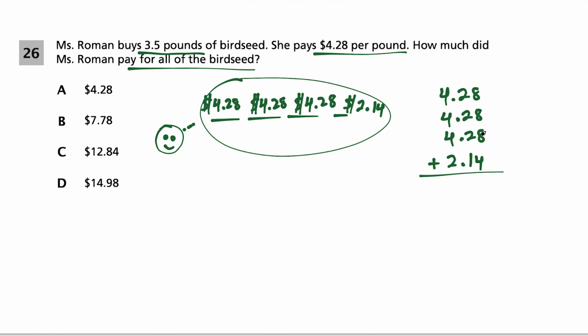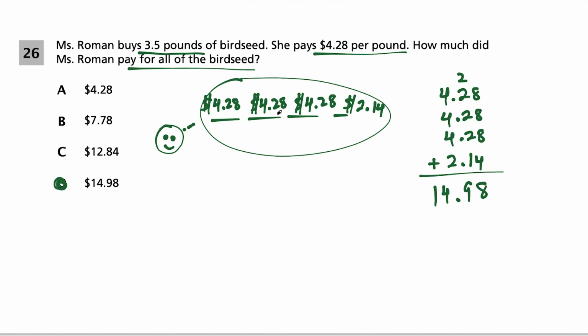8 plus 8 plus 8 is 24, plus 4 is 28. Carry the 2, then we have 2, 4, 6, 8, plus 1 is 9. And now we have 4, 8, 12, plus 2 is 14. So 14.98, choice D is our answer.